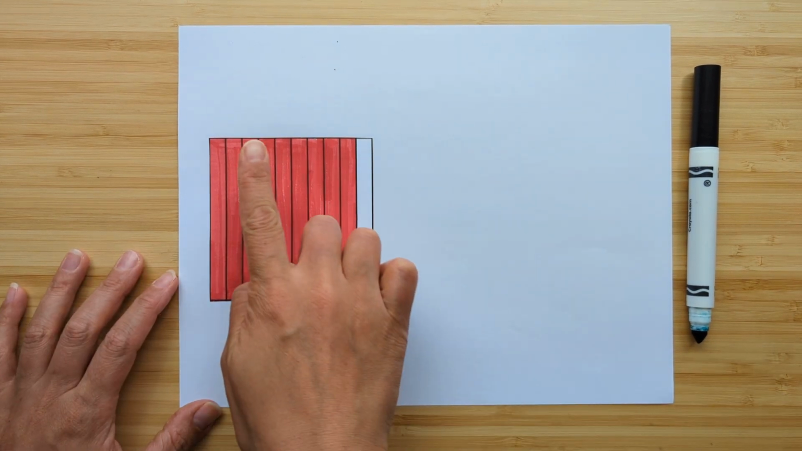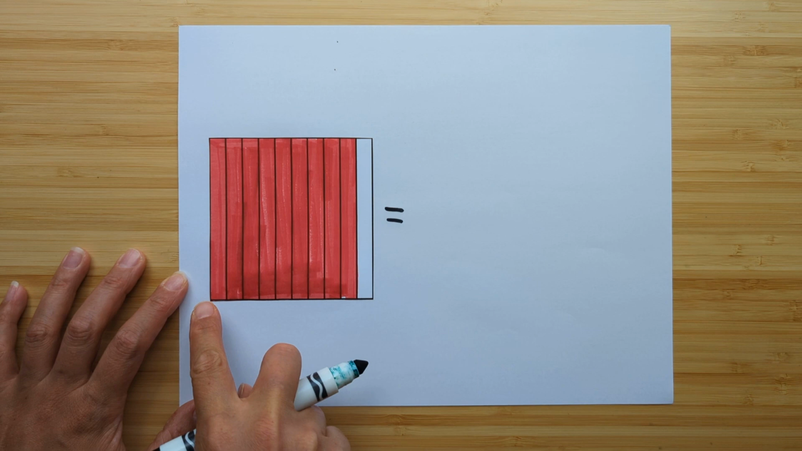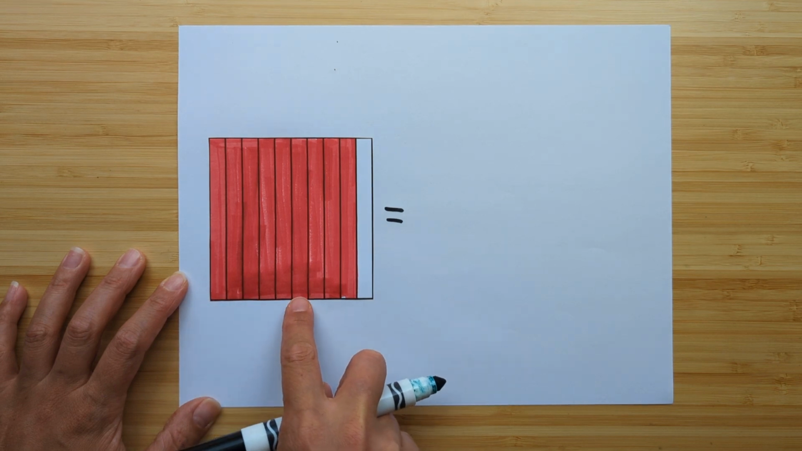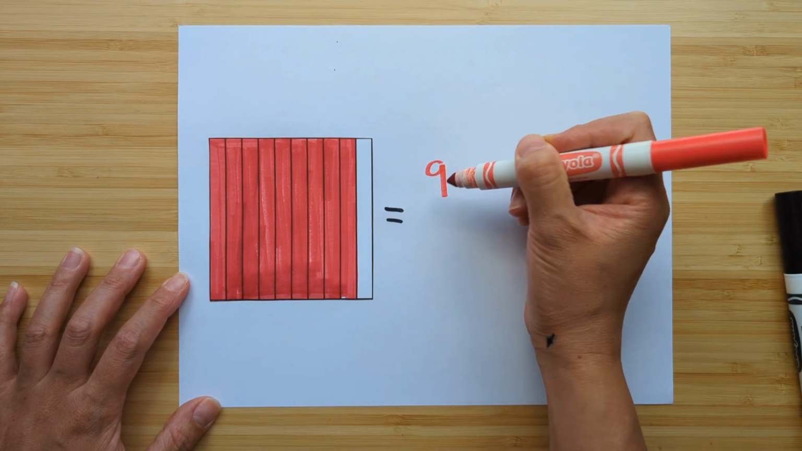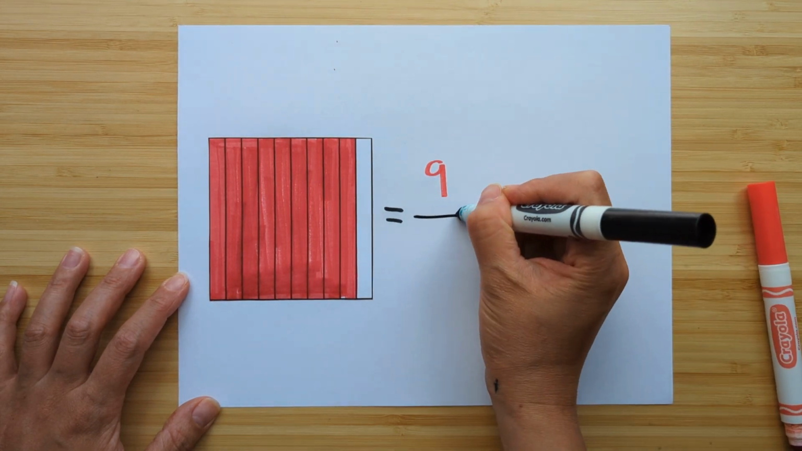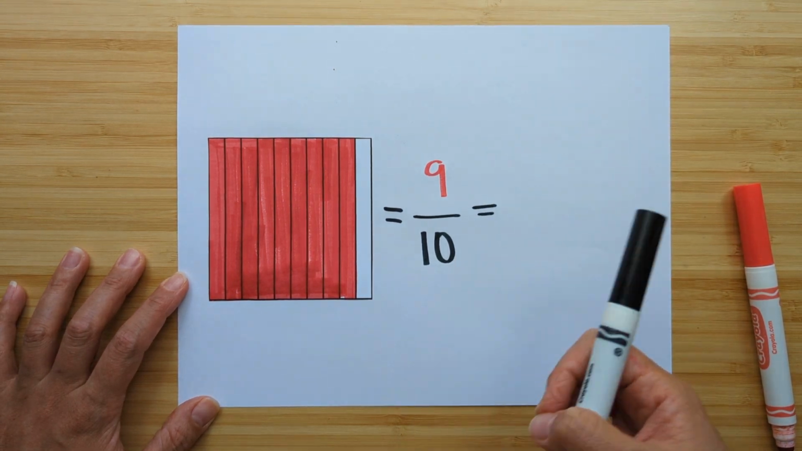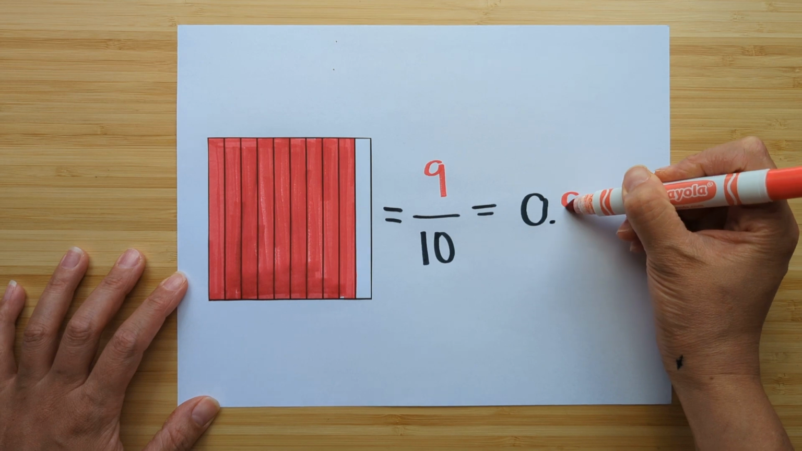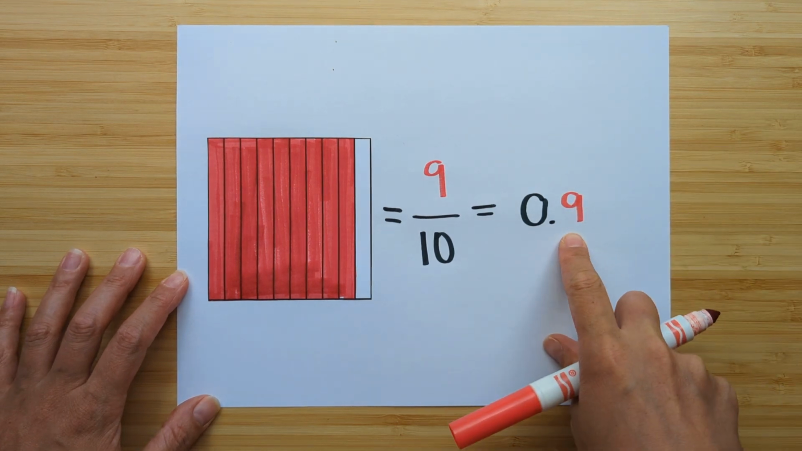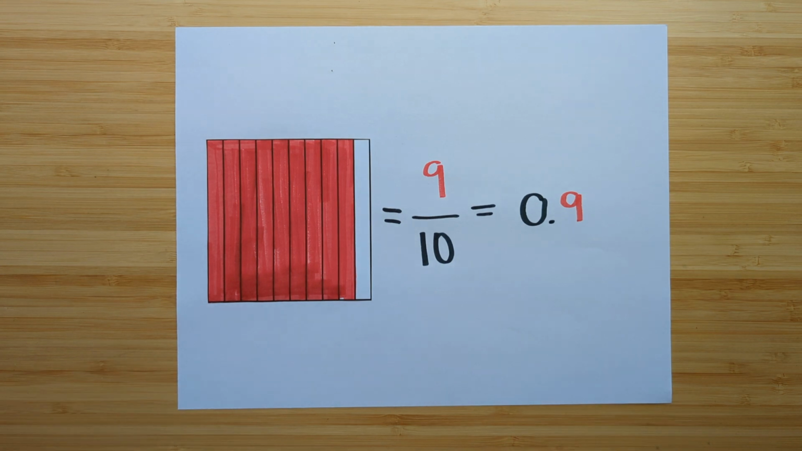All right, again, I have one whole. It's divided up into 10 equal parts. This time I have 1, 2, 3, 4, 5, 6, 7, 8, 9 out of the 10 parts shaded in. So 9 out of 10 equal parts. As a fraction, I can read it as 9/10. As a decimal, the digit would go in the tenths place, tenths, 9/10. So it's read the same, but the representation looks a little bit different.